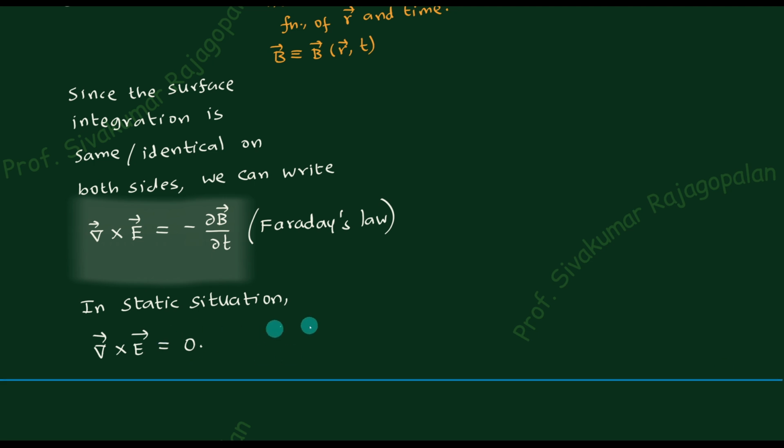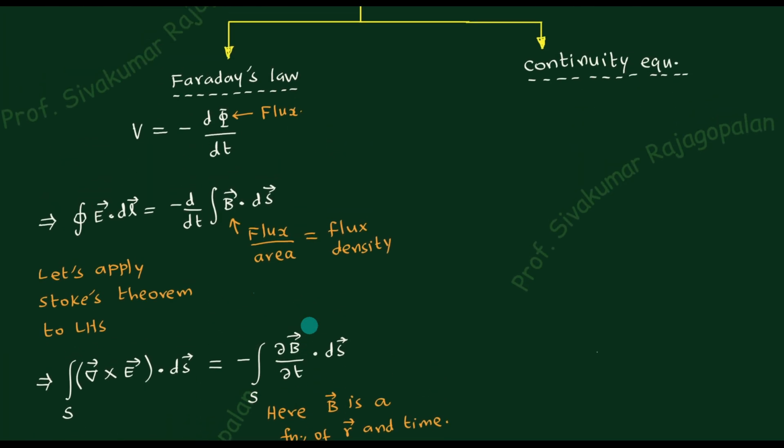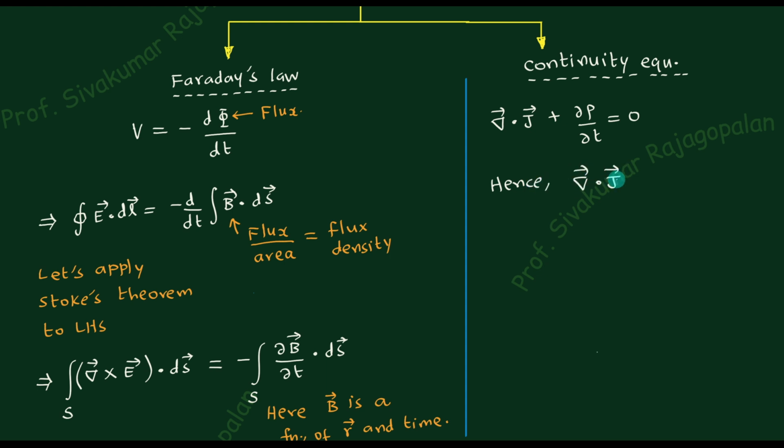So the second question naturally comes. We have written something extra, right? Namely the continuity equation. So we will go back there, and let us see how the continuity equation is going to provide additional information. So first of all, if you write down the continuity equation, it looks like divergence of J plus ∂ρ/∂t is 0. Therefore, divergence of J equals minus ∂ρ/∂t.